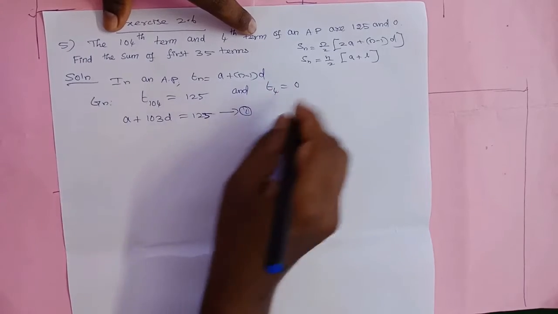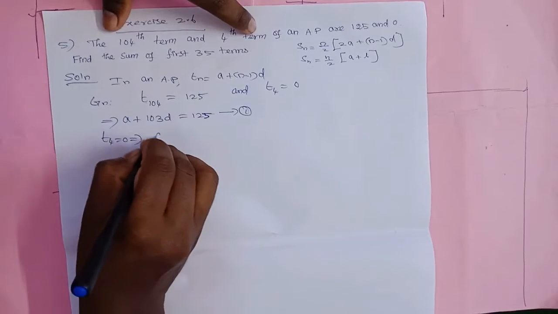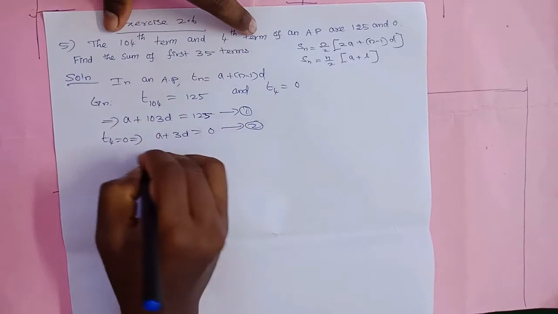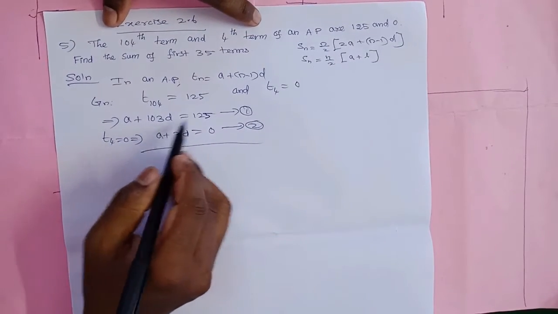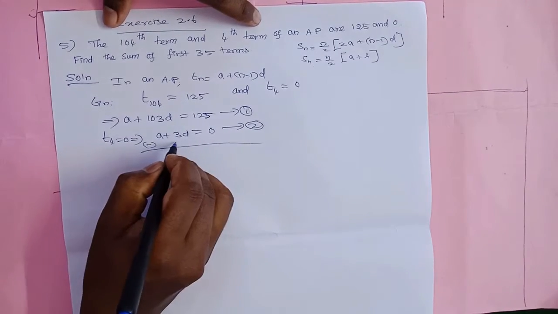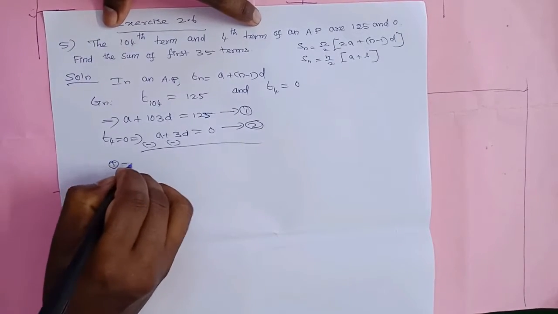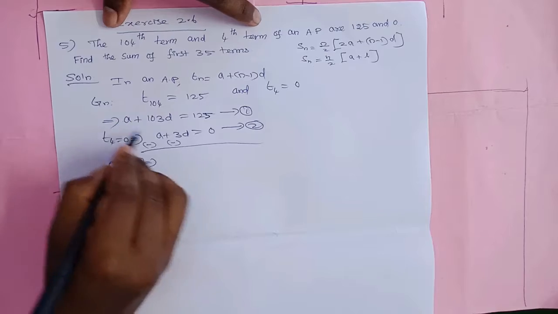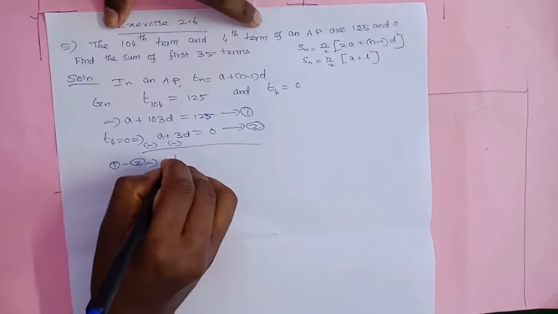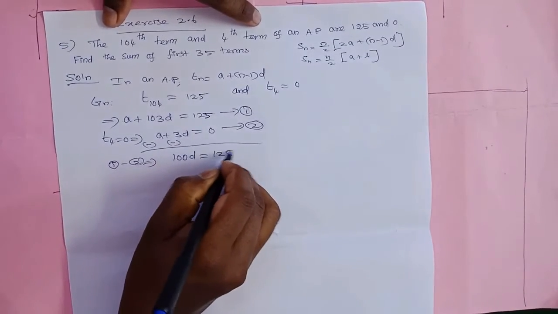Now the second one, T4 is equal to 0. T4 is equal to 0 implies a plus 3d is equal to 0. Take this as equation number 2. Now a plus 103d is equal to 125, a plus 3d is equal to 0. Subtract equation number 2 from equation number 1. a minus a will cancel. 103d minus 3d is equal to 100d, which is equal to 125 minus 0, that is 125.